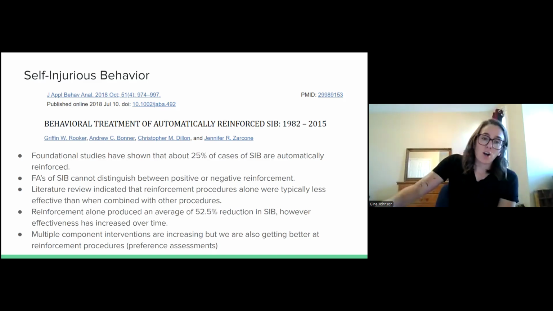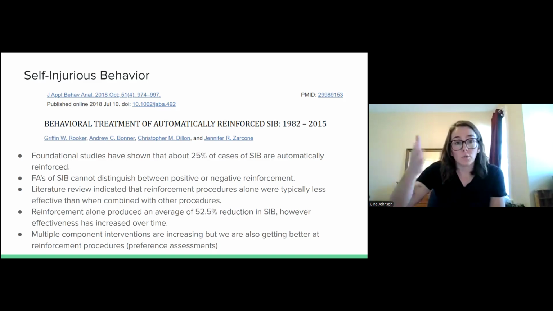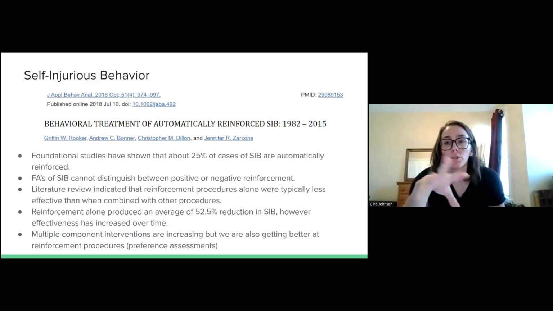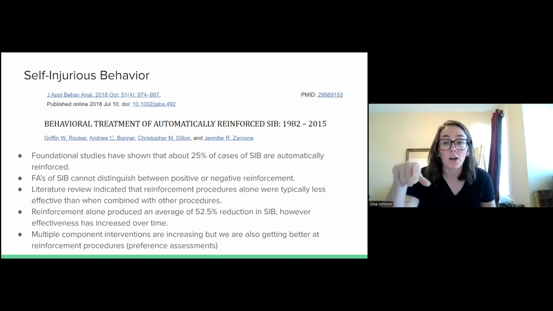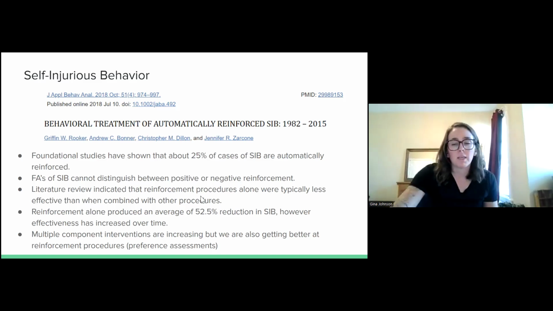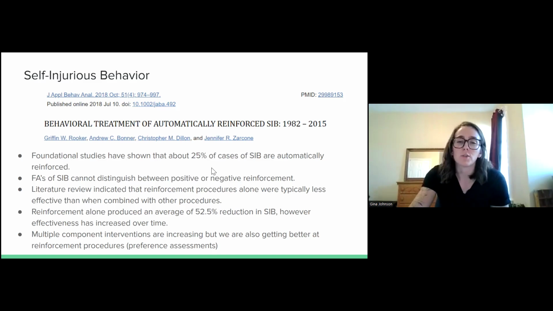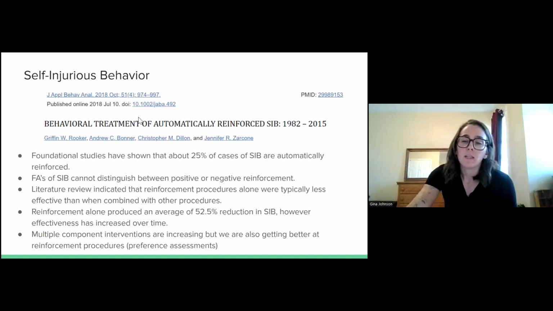So over the years, I looked at this article, which is an overview of treatment of SIB that is automatically reinforced from 1982 to 2015. I thought this would be more useful than looking at individual papers, just because of the vastness of the research on this. It shows pretty decisively that reinforcement procedures alone are less effective than when combined with other procedures.